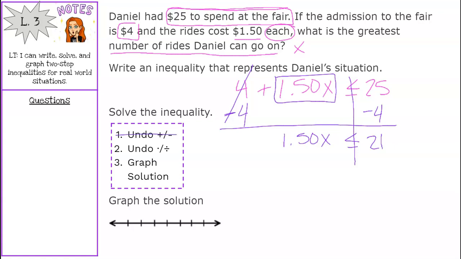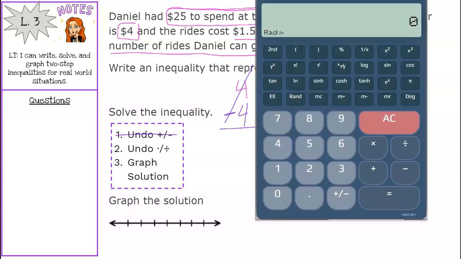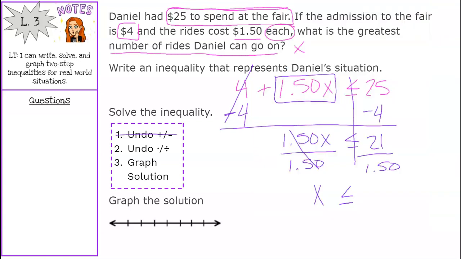Step 2 is undo multiplication and division. 1.50x is multiplication. We undo that with division. So we divide both sides by 1.50. We get x. We keep the sign the same, is less than or equal to, and then we just have to do 21 divided by 1.50, which is 14. So what this means is that he could ride at most 14 rides, excuse me.